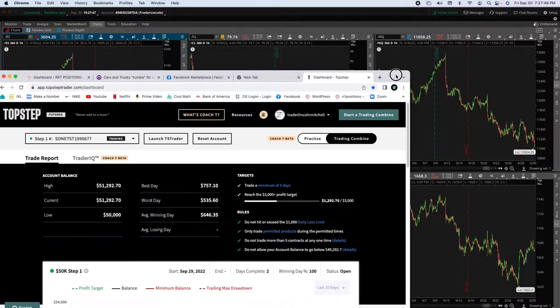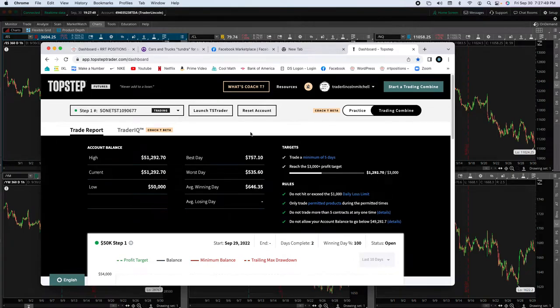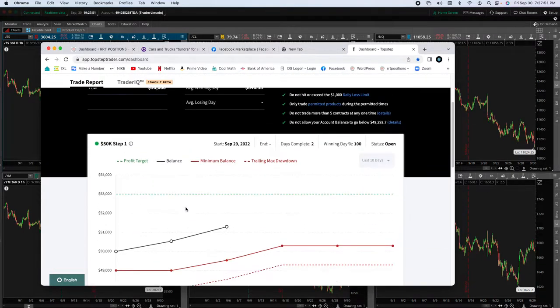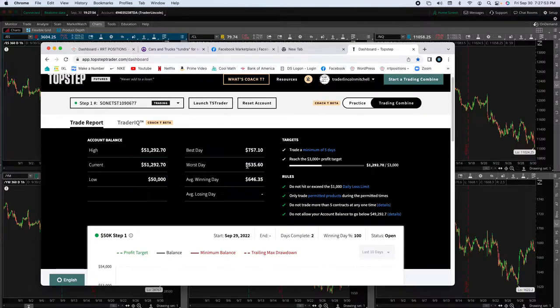Let's see what we got going on. Okay, so this is my progress so far on step two. This is nothing new. Y'all have seen me do numbers like this all the time.